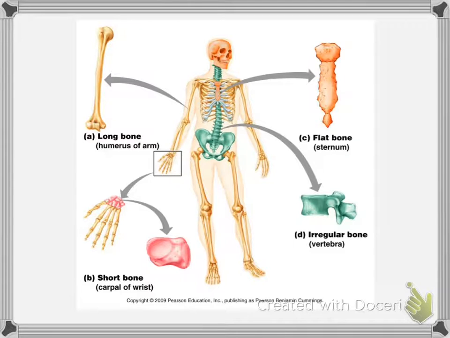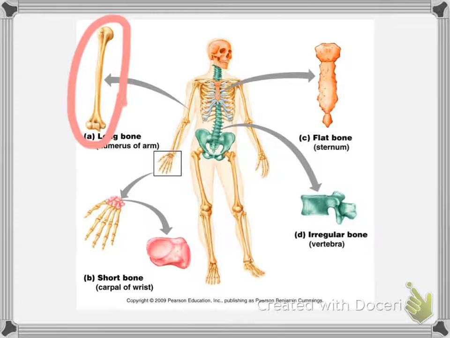Now there are 5 types of bones in the human body. They're the long bones, the short bones, flat bones, irregular bones, and sesamoid bones. Now the long bones include the femur, and in this diagram here it's the humerus of the arm.